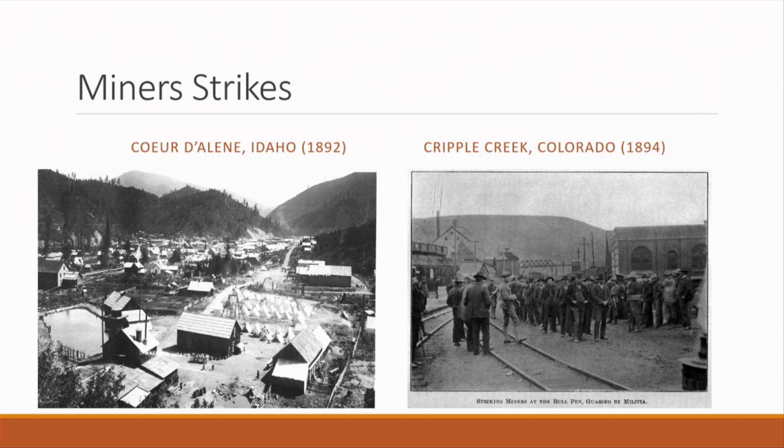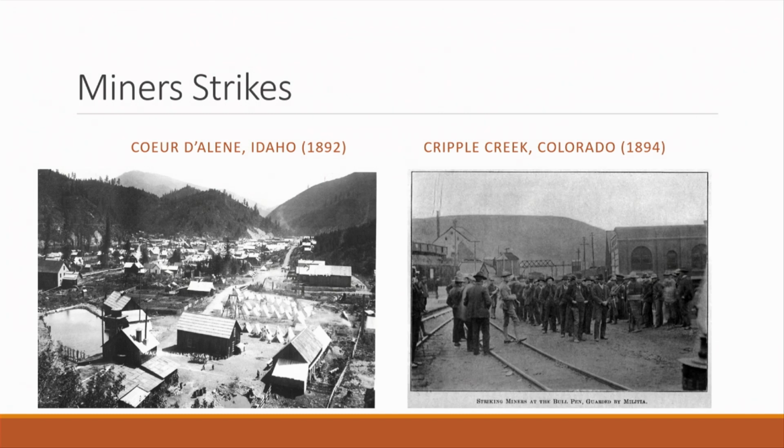And we do see numerous miner strikes throughout the United States at the end of the 19th and early 20th century. Two of the important ones were the ones that occurred at Coeur d'Alene, Idaho in 1892 and Cripple Creek, Colorado in 1894. The strike at Coeur d'Alene over here in Idaho, which was a location where there was lead and silver that was mined, occurs when the workers go out on strike for better working conditions, safer working conditions, and higher salaries.